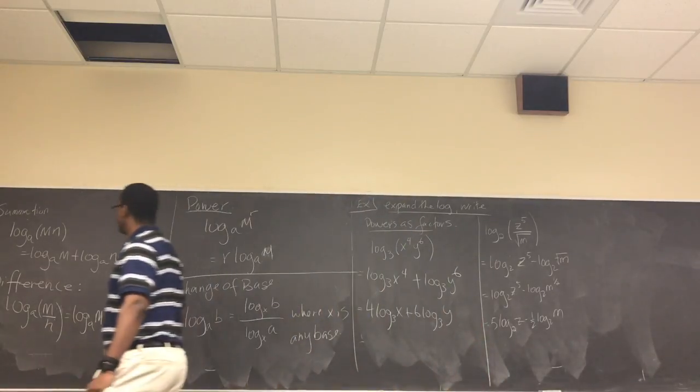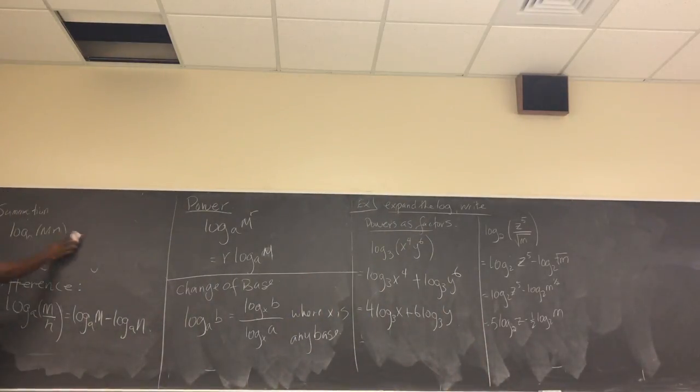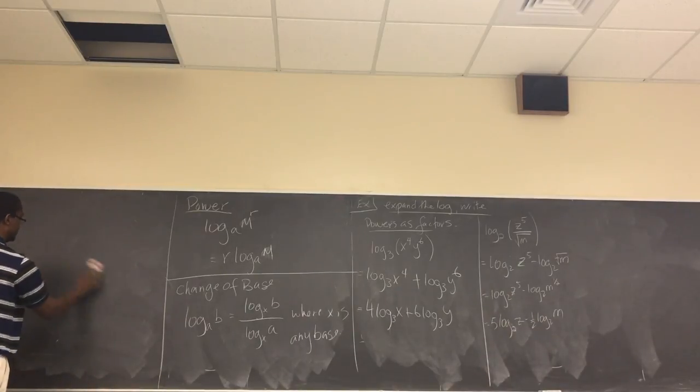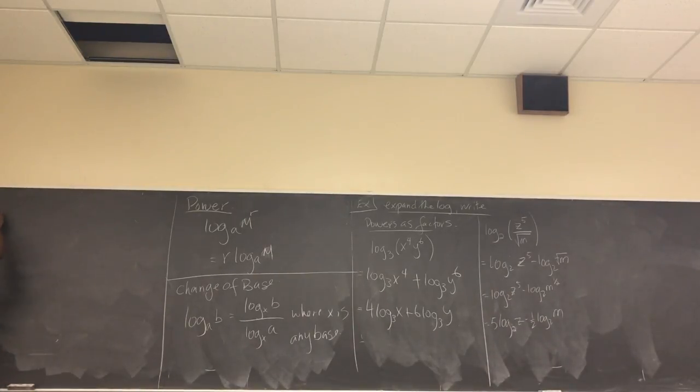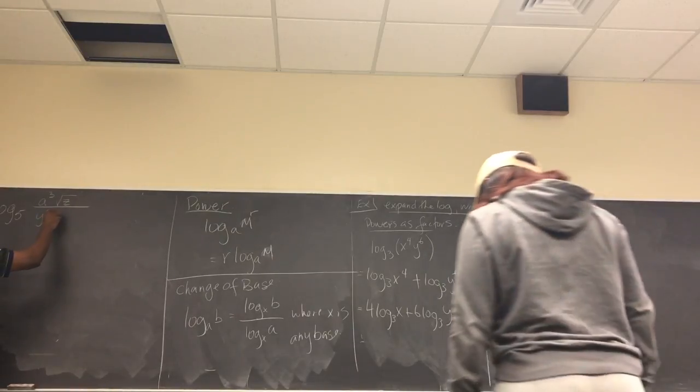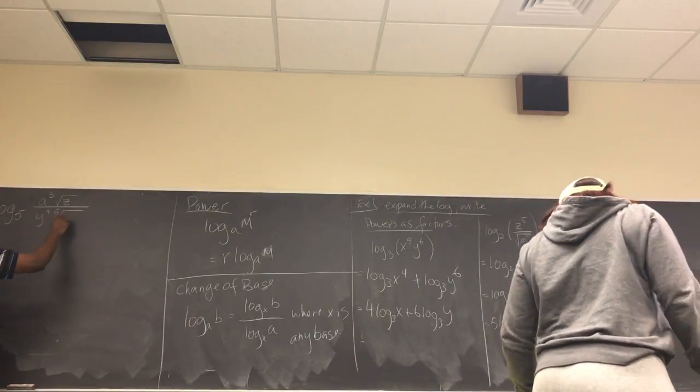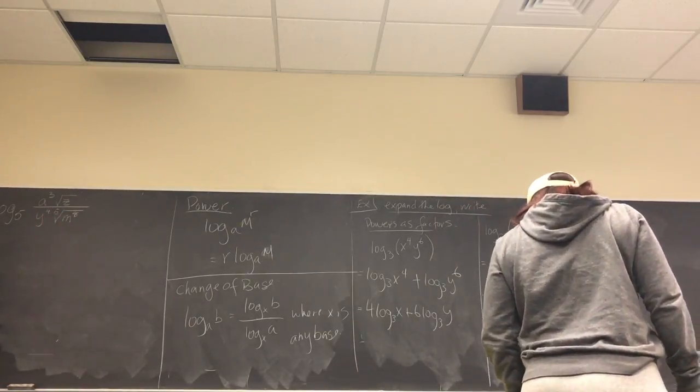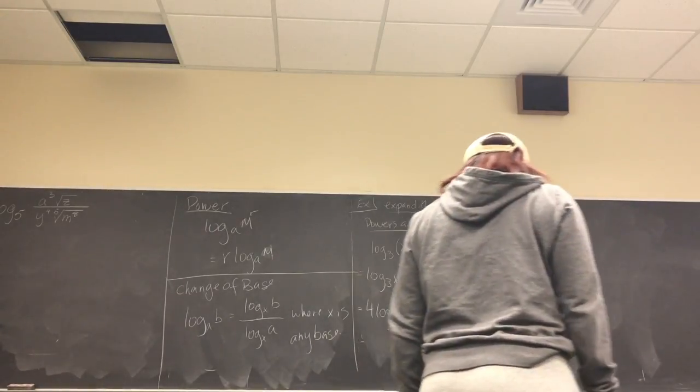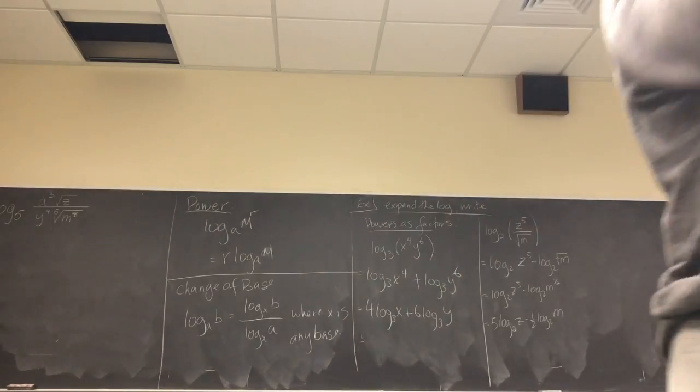So, what happens if I have like 16 terms in there? Let's say I have log base 5 of a to the 3rd power times the square root of z, divided by y to the 4th power times the 5th root of m to the 8th power. Doesn't that look like fun? We skip that one. Why? It's so easy.